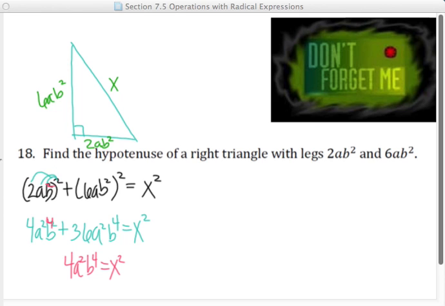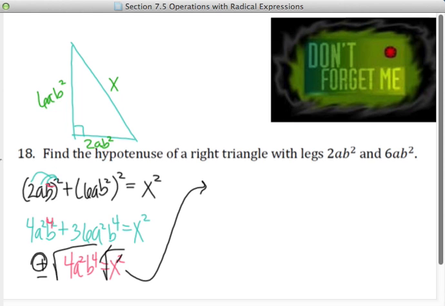Now, in order to get my x squared by itself, I would do the square root. One thing to remember when we do square root is we have 2 answers. But in this case, we do not want the negative. We only want the positive because it's the side length of a triangle. Can't have negative side length. So I would have the square root, and sorry, this should have been 40. So it's the square root of 40a squared b to the 4th.